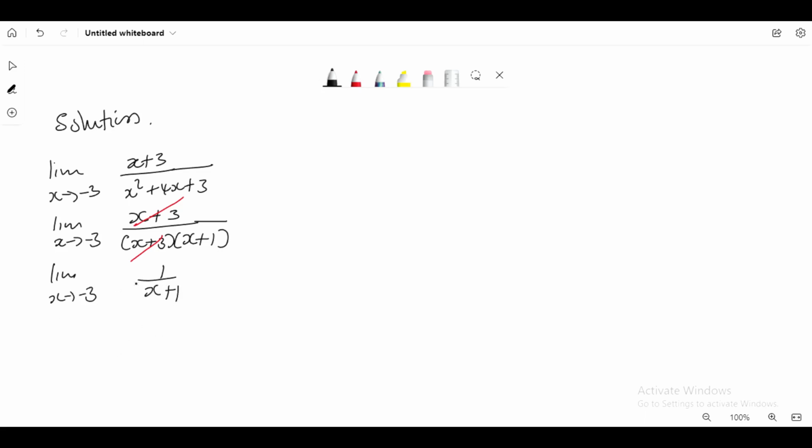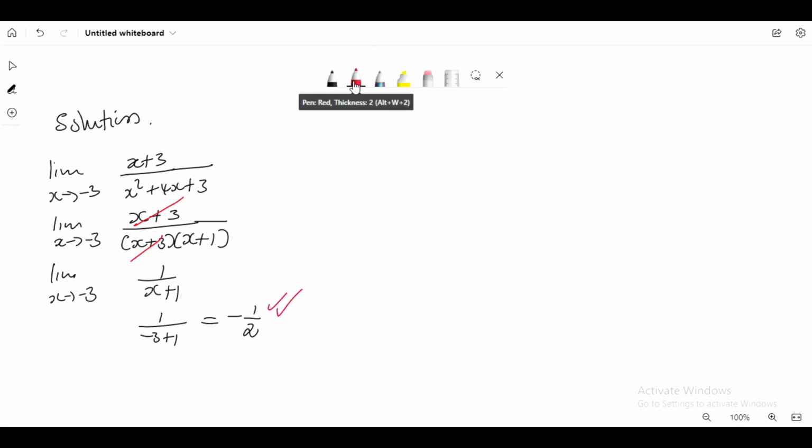So now, for the limit, we can substitute this minus 3 in here. You are going to have something that is defined. When you substitute, you no longer write the limit of this function as x approaches this value. No, you just write the answer, you just substitute first. So I'm going to substitute 1 over minus 3 plus 1. Minus 3 plus 1 is minus 2, so my final answer is minus 1 over 2. That is my answer.